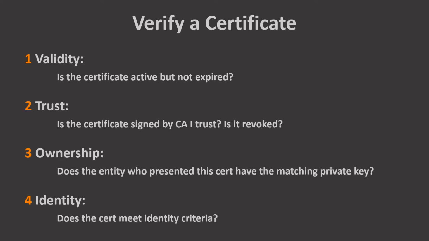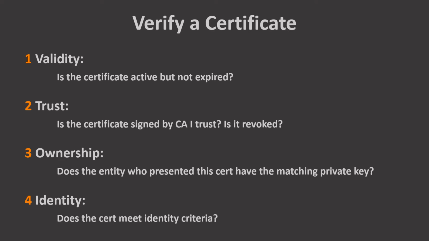If that checks out good, then it goes to the URL that has the CRL for that cert, for that CA, and it downloads the CRL and makes sure that the cert's serial number is not listed on the CRL. If that is good and it's not listed, then it trusts the cert, and it goes on to the next step, which is ownership.